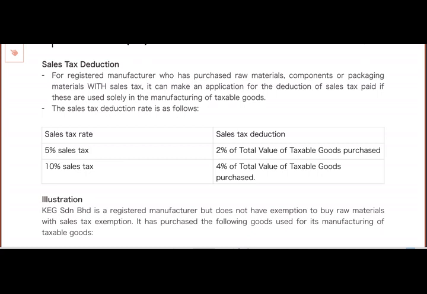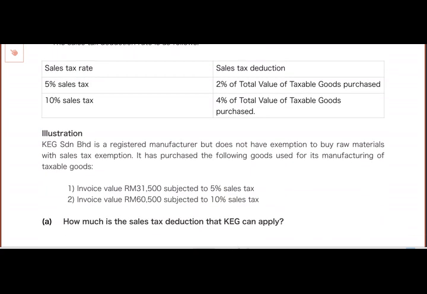If the sales tax rate is 5%, you only get 2%. If the sales tax rate is 10%, you get 4%. That's how the formula works. You're going to lose a bit. But the 2% and the 4% are based on the total value, which means it's inclusive of the sales tax.